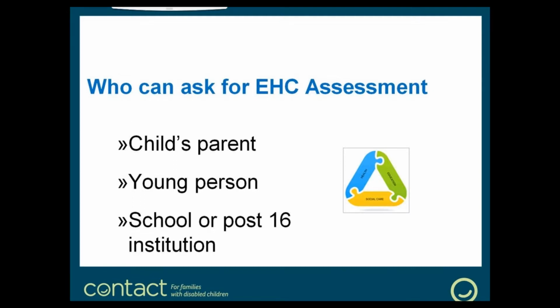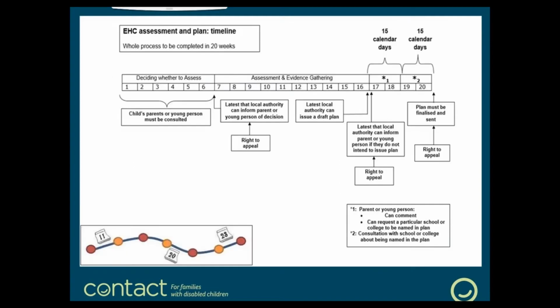So the more information you can put around how their needs affect them accessing education and engaging in learning, the better it's going to be and the easier it will be for your local authority to understand why it is that you're asking for an education, health and care needs assessment. So your school can do it, but if they don't agree that your child needs additional support, or perhaps they're not going to do it in the time frame that you want, then you can make that request yourself and don't be put off if school or college isn't able to help you with that.